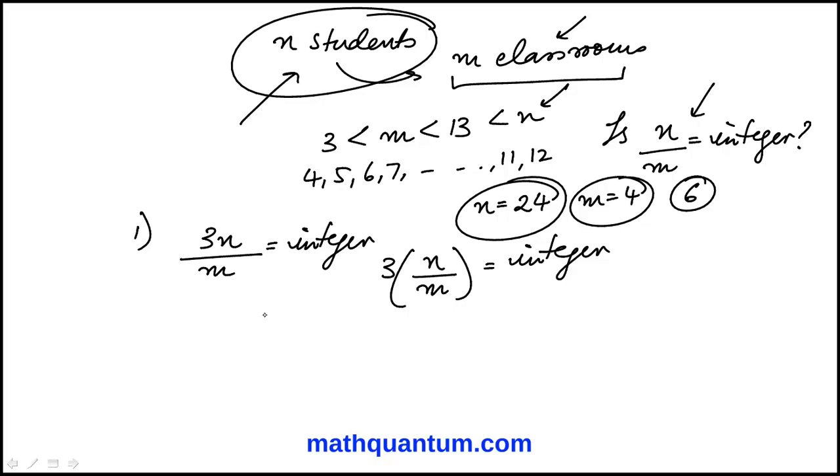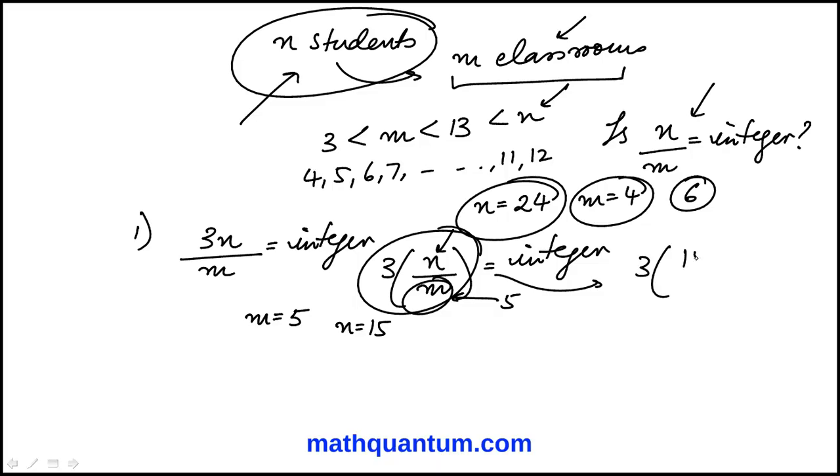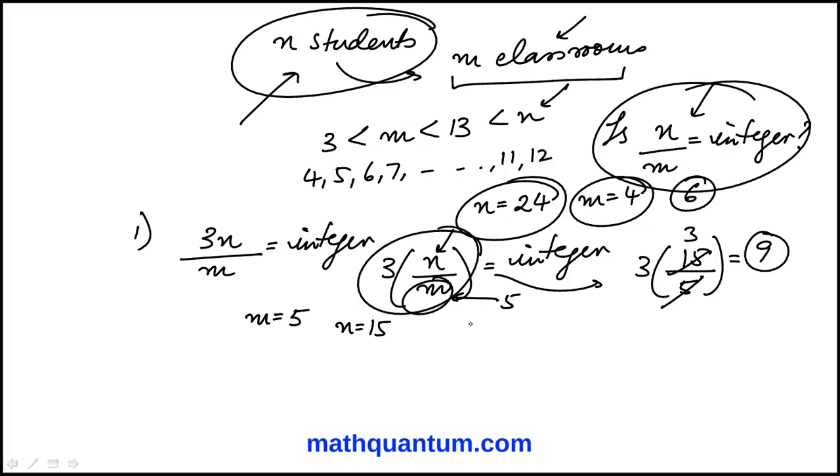For example, if m is 5, I'm picking m as 5, and if I picked n as a multiple of 5, for example, n could be 15. In this case, certainly this would be an integer because this would be 3 times 15 over 5, which is 9. So I do satisfy statement 1. In this case, the answer to the question, is n over m an integer, 15 over 5, is that an integer? And we would say yes. So now the question is, is it possible for the answer to that question to be no?